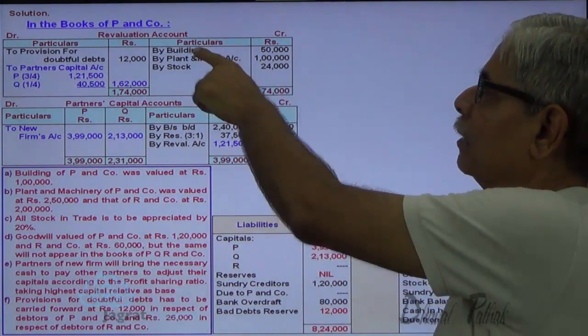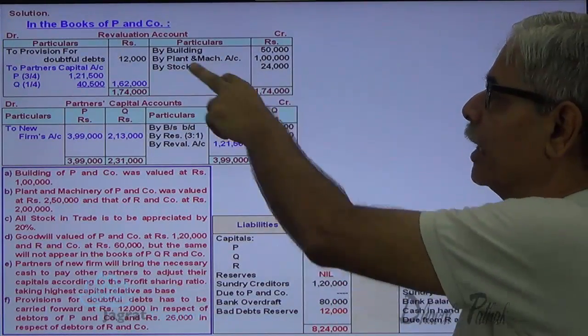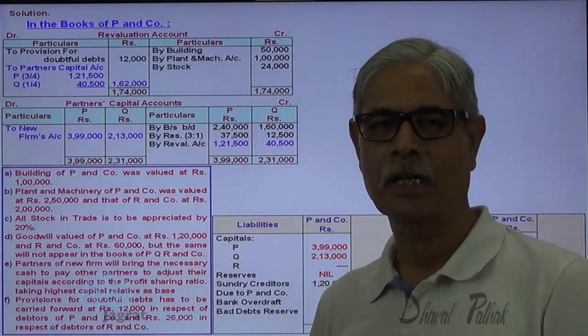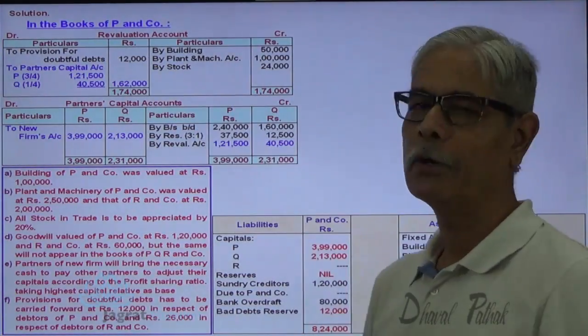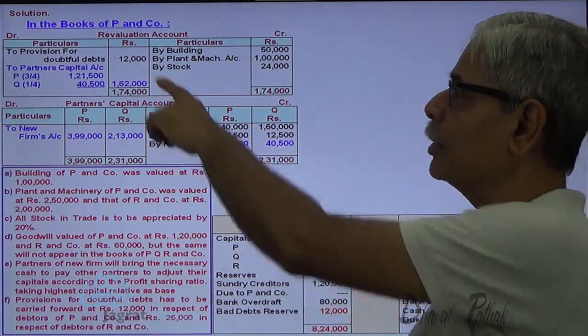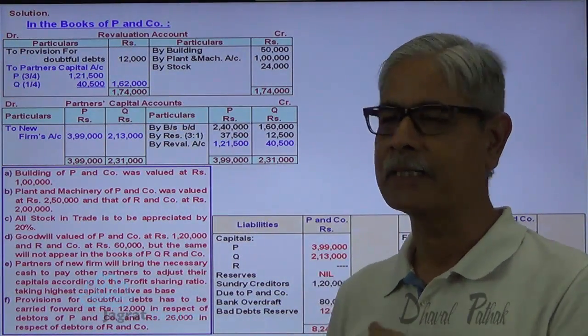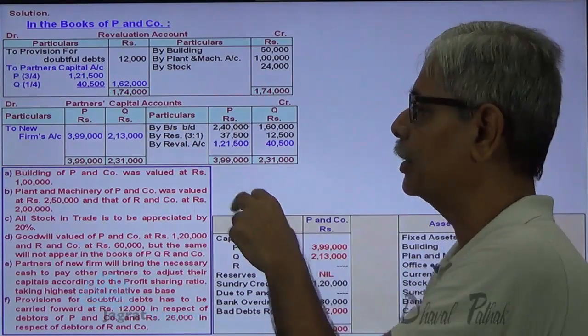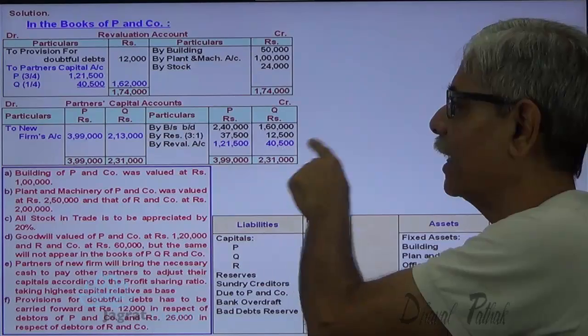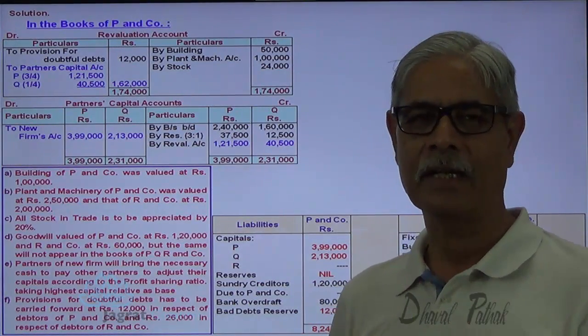Building account debit, plant and machinery account debit, stock account debit, to revaluation account credit 1,74,000, first journal entry. Revaluation account debit 12,000 to bad debt reserve account credit, second journal entry. Distribution of this profit to the partners' capital accounts: revaluation account debit 1,60,000 to P's capital account 1,21,500 and Q's capital account 40,500, is the third journal entry.